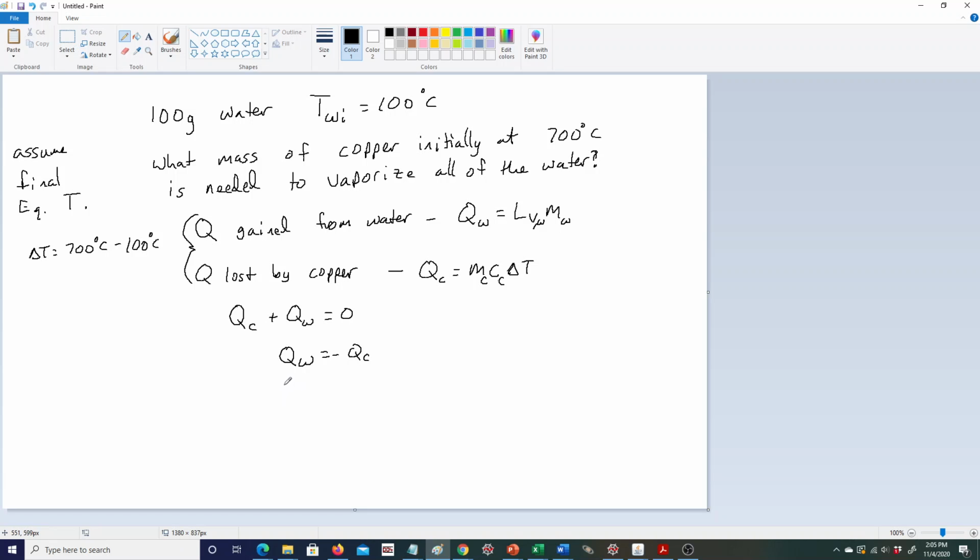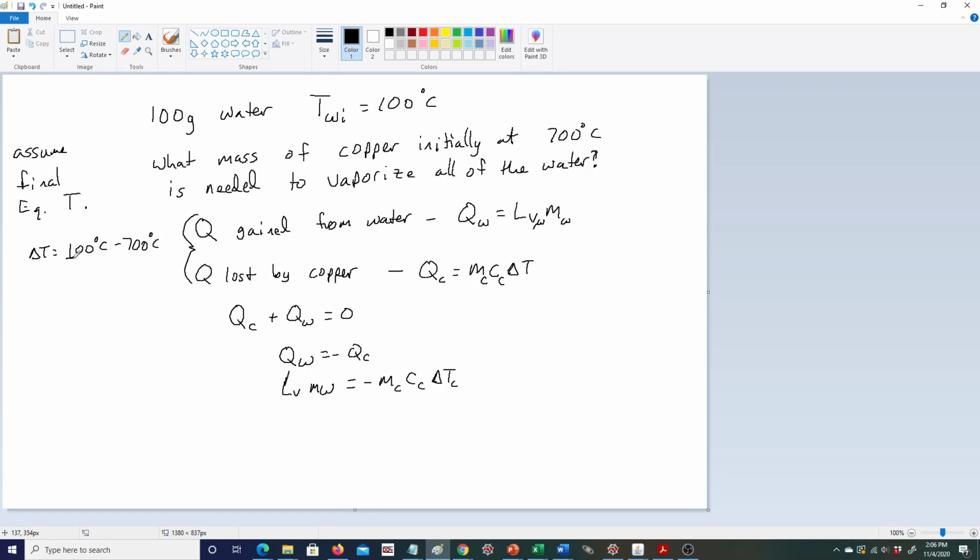And so we have the latent heat of vaporization. I'm going to drop the W subscript because we only have one thing that's vaporizing, times the mass of the water. It's going to be equal to minus the mass of the copper, which is what we're going to solve for, times the specific heat of the copper multiplied by the temperature change of the copper. Okay. Now my delta T up here is wrong because I need final minus initial. So this needs to be 100 minus 700.